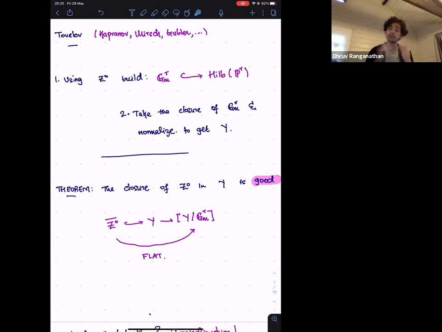If any of you have thought about things like Chow quotients or Hilbert quotients, this is exactly the same kind of construction that we use. We're just using them in a different context. Okay, so that's step one. And then you take the closure of your algebraic torus inside this thing.